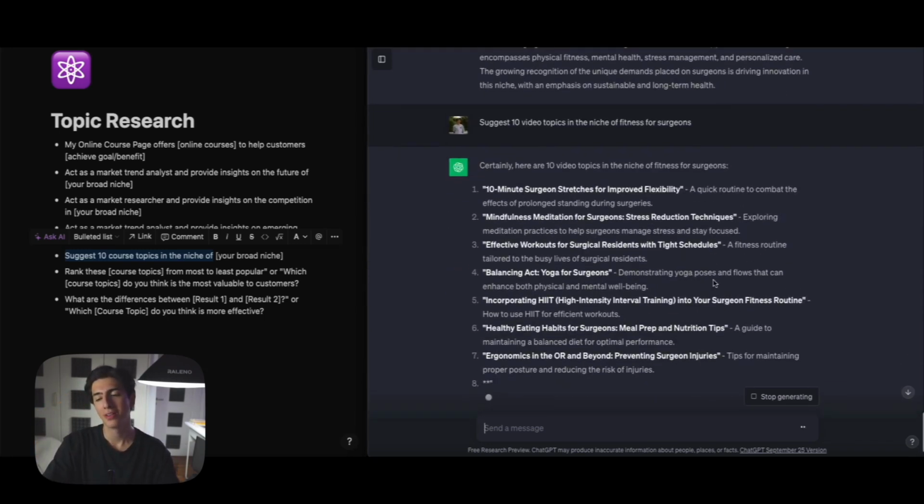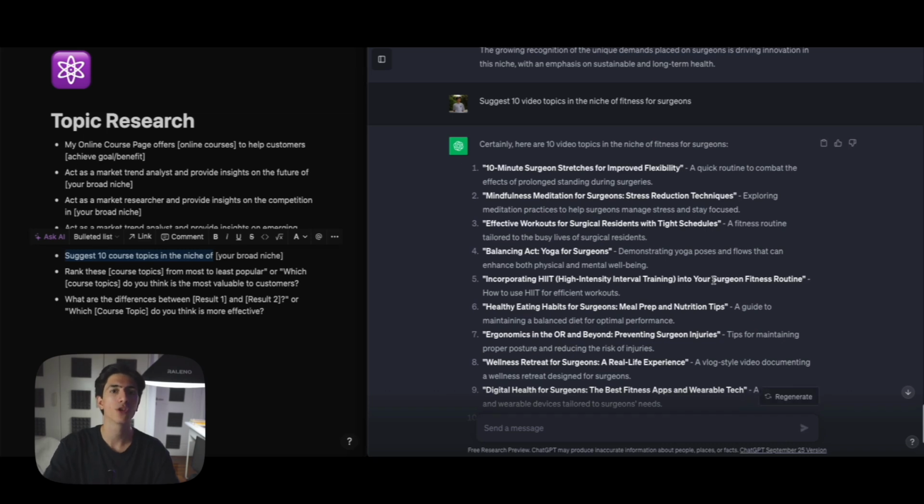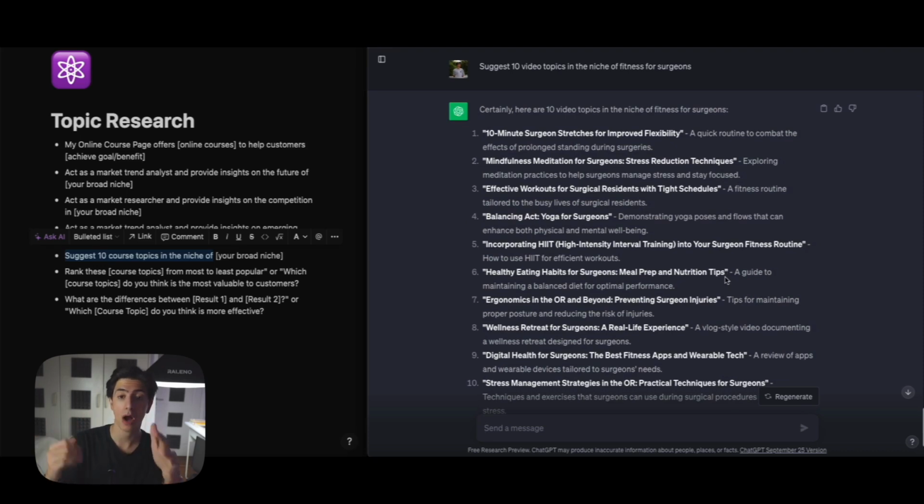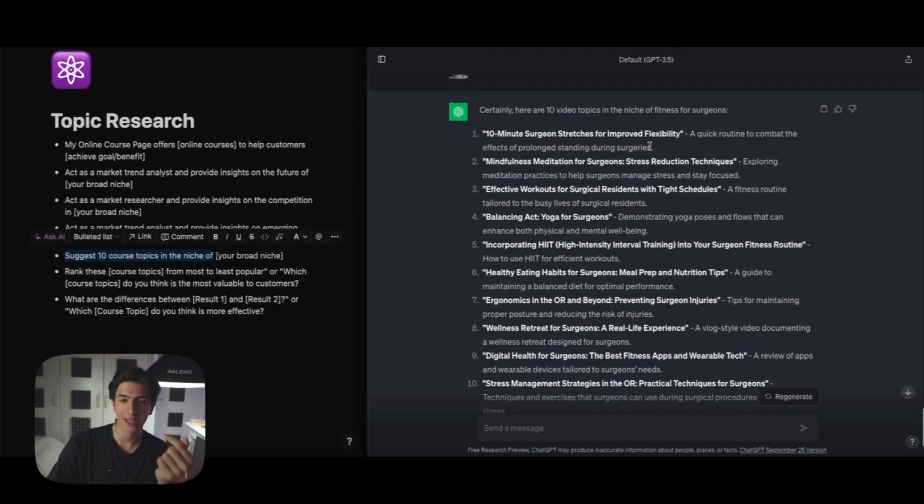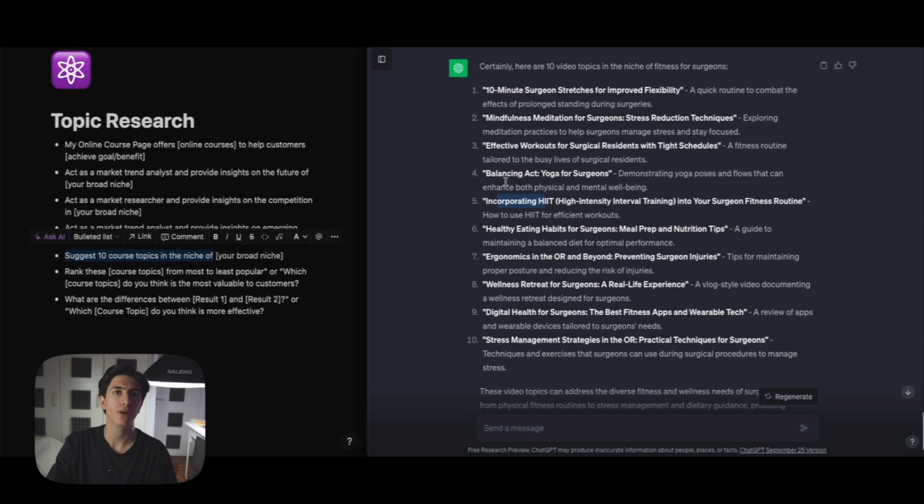So for example, this is just a part of this whole process with ChatGPT, when ChatGPT really utilizes its power, and you can feel the power of this artificial intelligence program. So look at all those 10 video topics that it created. We got 10-minute surgeon stretches, right? Mindfulness meditation for surgeons, effective workouts for surgical residents, balancing act yoga for surgeons, right? Incorporating HIIT, high intensity interval training, into your surgeon fitness routine. So those are of extreme value, as you can imagine, and you can see in future lessons how much we're going to be utilizing this prompt right here.